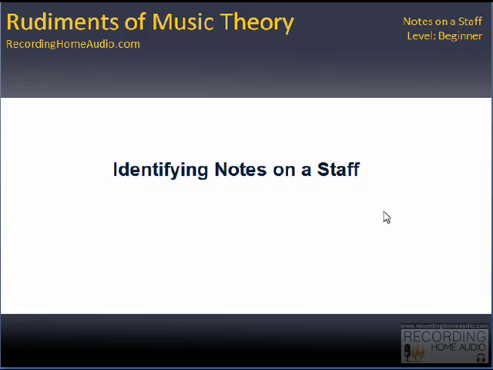Identifying notes on a staff. This is the first lesson. If you're going to learn music theory, this is the place to start. Now, it's not necessary to know music theory if you play an instrument or you sing, but it can only enhance your music.